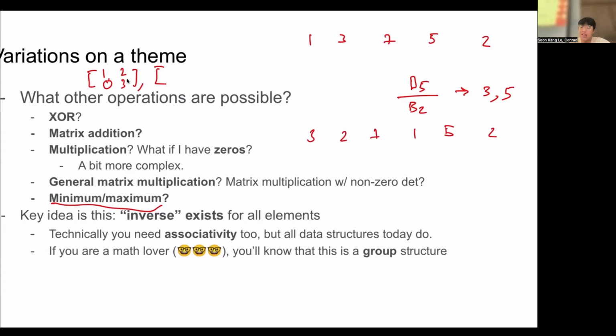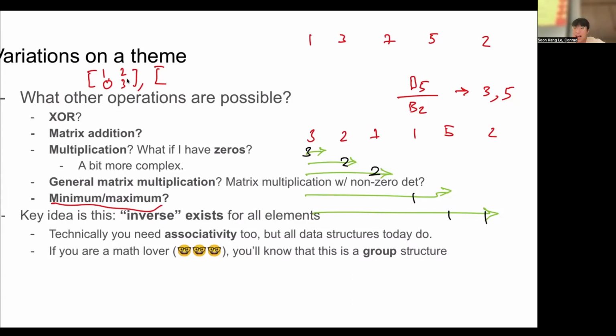So maybe I'll go through it step by step. What we did just now was, we calculated the minimum from this to this, the minimum from this to this, and so on. Maybe our answers would be 3, 2, 2, 1, 1, 1.